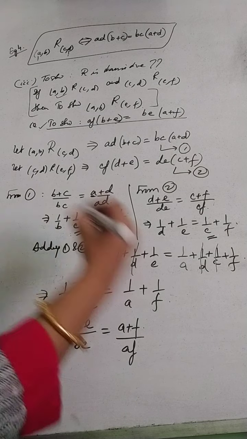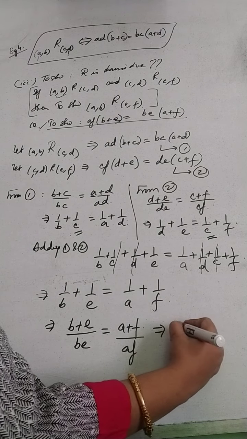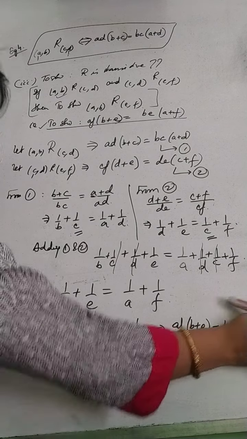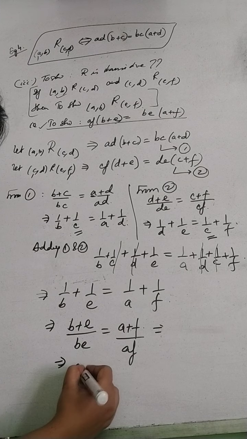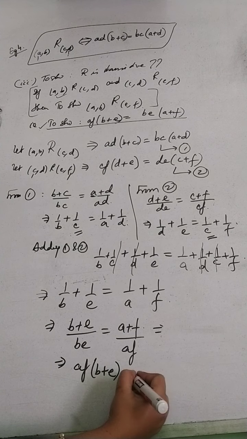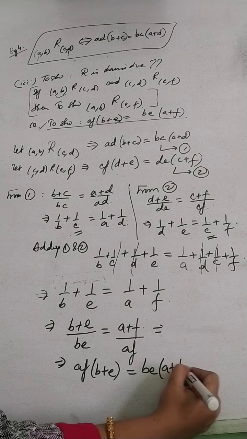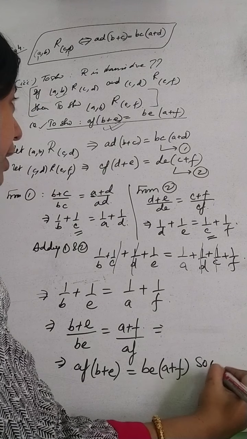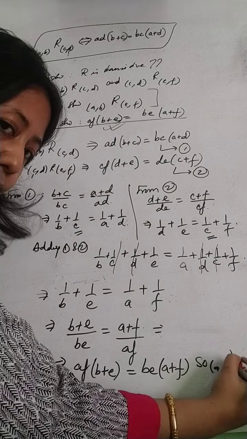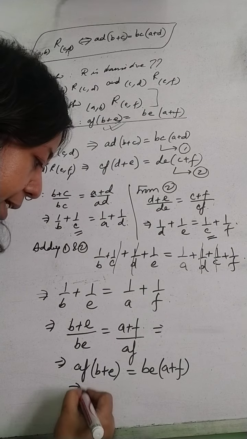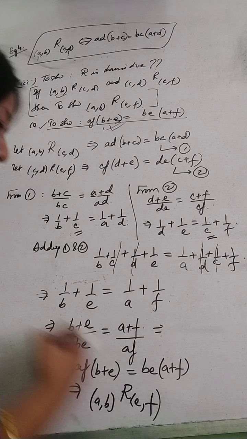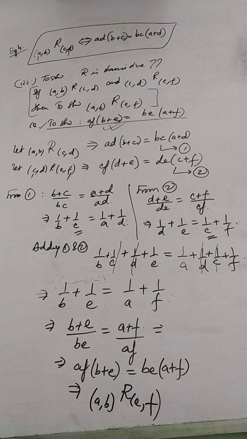So cross multiplying, you get AF into B plus E is equal to BE. You cannot see, I'll write it here. This implies AF into B plus E is equal to BE into A plus F, which is nothing but what I want to get. Yes, so therefore, conclusion: this implies that AB must be related to EF. Okay, so this is the final statement you have to write.